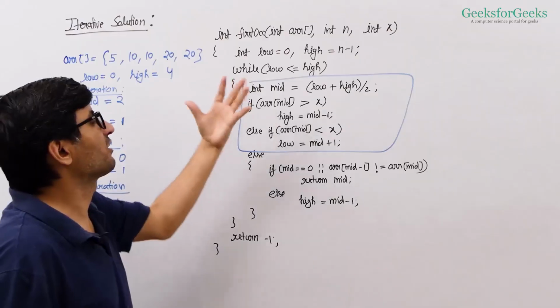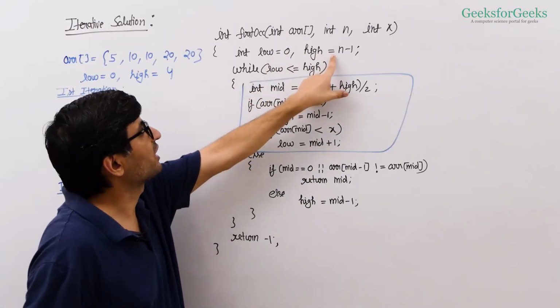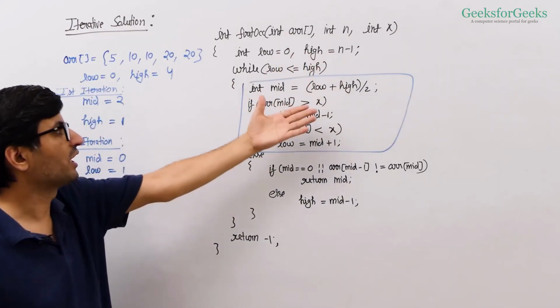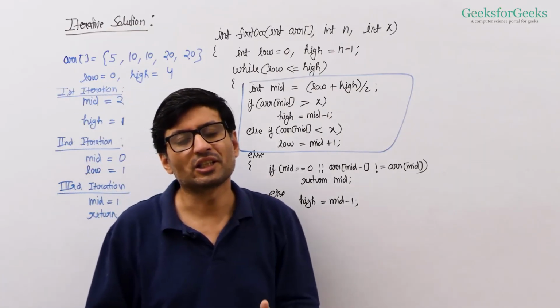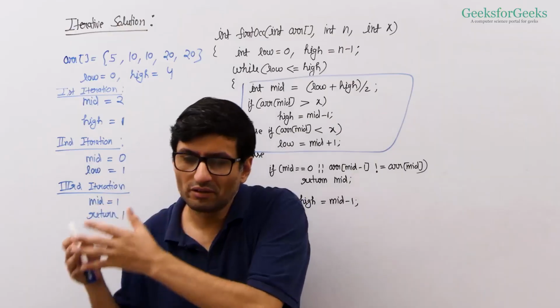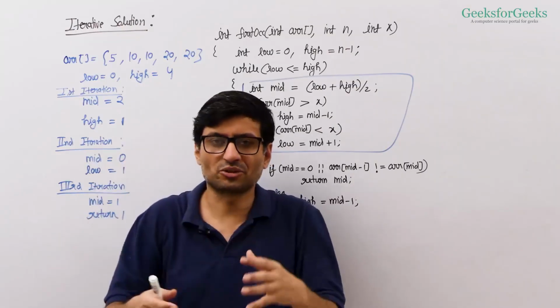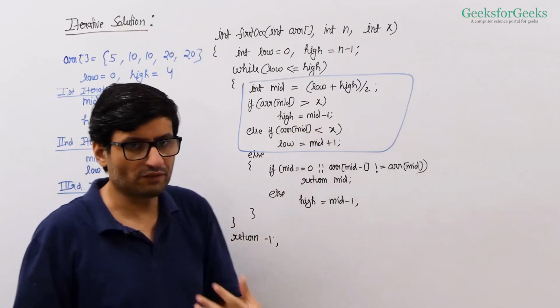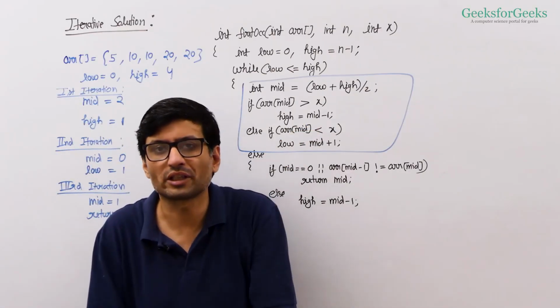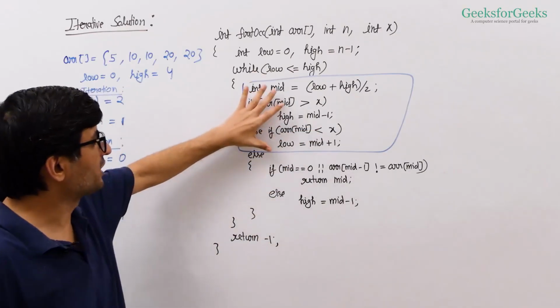Like normal iterative binary search, we initialize low as 0 and high as n minus 1. We run a loop. We have mid equal to low plus high by 2 and we check if array[mid] is greater than x, then we need to go to the left half because mid is greater. So to go to the left half, you do high equal to mid minus 1. If array[mid] is smaller than x, then you need to go to the right half. So this is normal binary search logic.